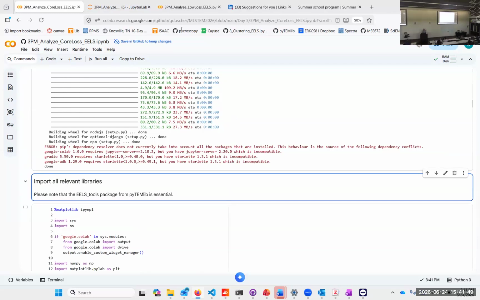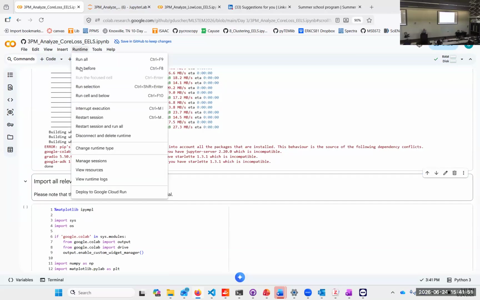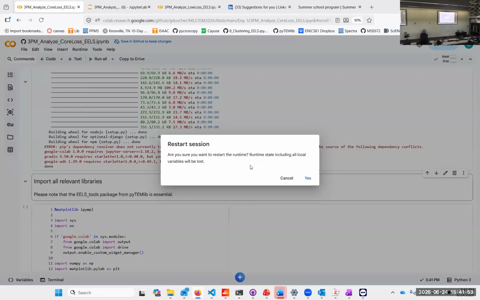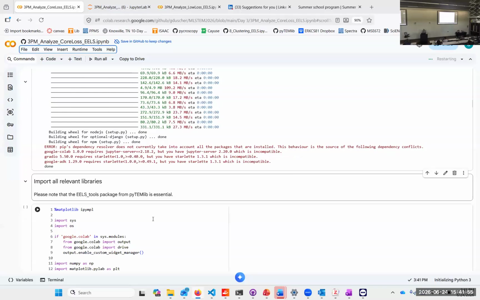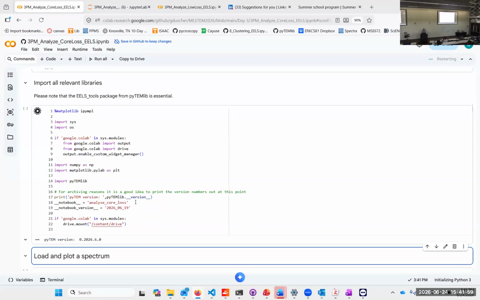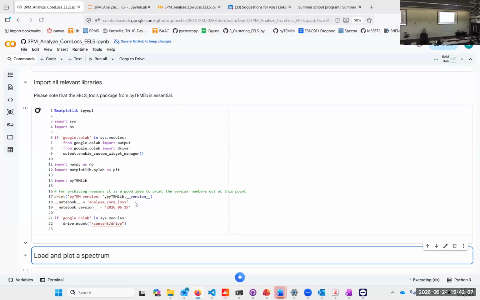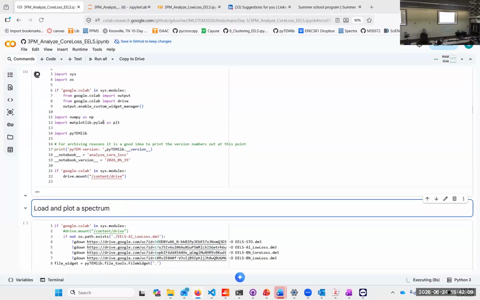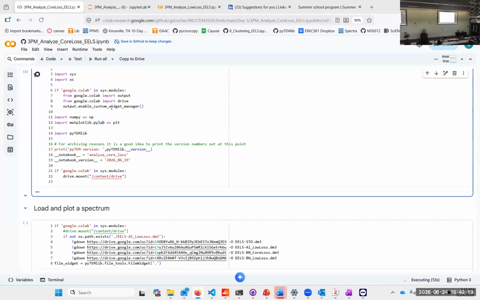Okay, now we're done. We do the same thing with our runtime. We restart the session. Okay. And then we load the pyTEMlib and all the other parts that we need. So I use NumPy and matplotlib like before. Nothing much else.